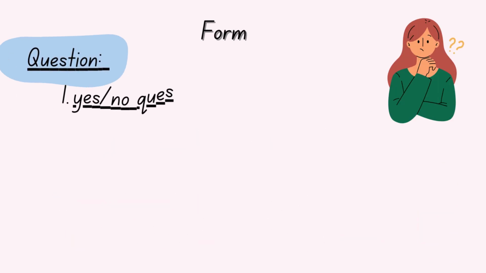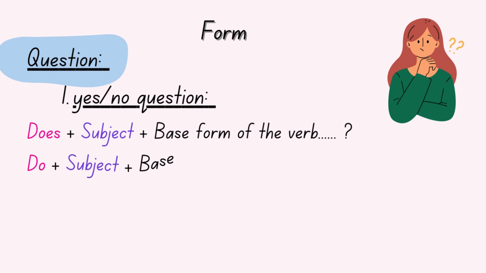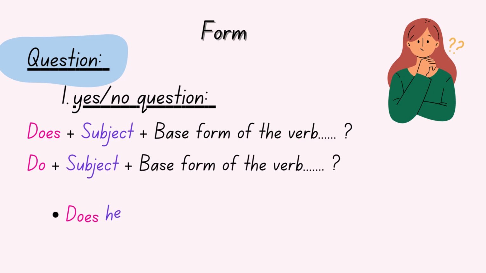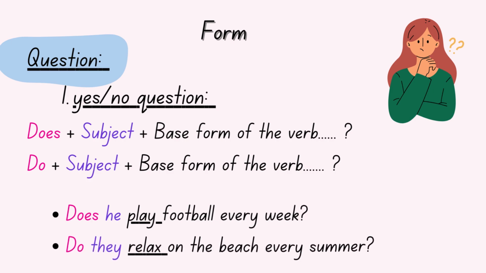Now for the questions. First, we have the yes or no question. We add does plus subject plus base form of the verb plus question mark. Do plus subject plus base form of the verb plus question mark. For example, does he play football every week? Do they relax on the beach every summer?